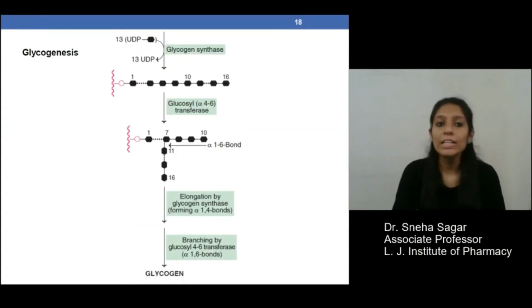Then further, 13 molecules of UDP glucose are added with glycogen synthase. So we can get the alpha 1,4 glycosidic bond formation. Afterwards, the glucosyl alpha 4,6 transferase enzyme is responsible for formation of the alpha 1,6 glycosidic bond. Afterwards, elongation of the glycogen by forming alpha 1,4 and alpha 1,6 glycosidic bonds finally yields glycogen.